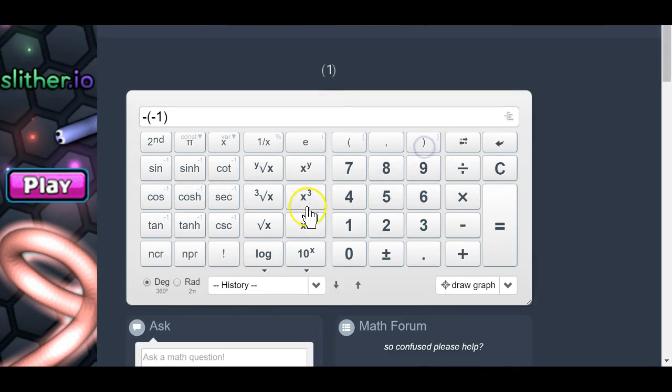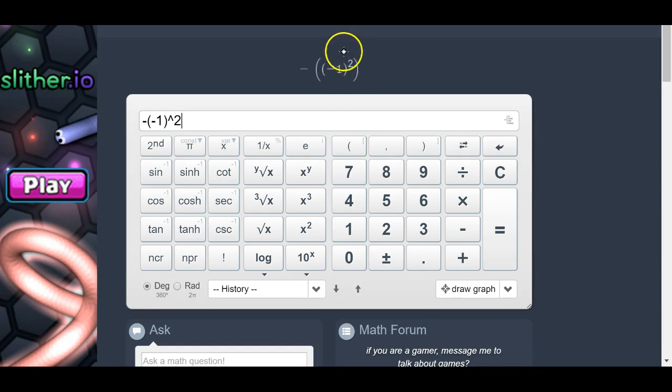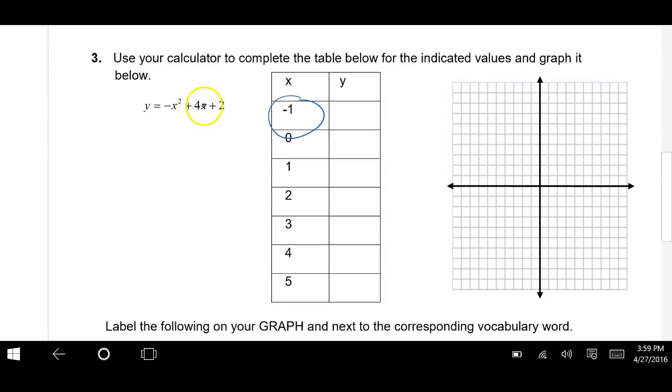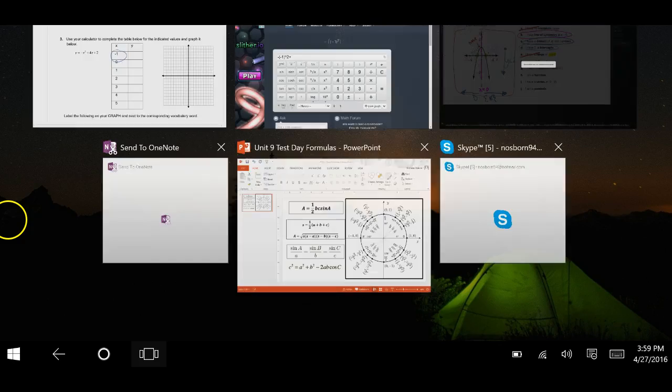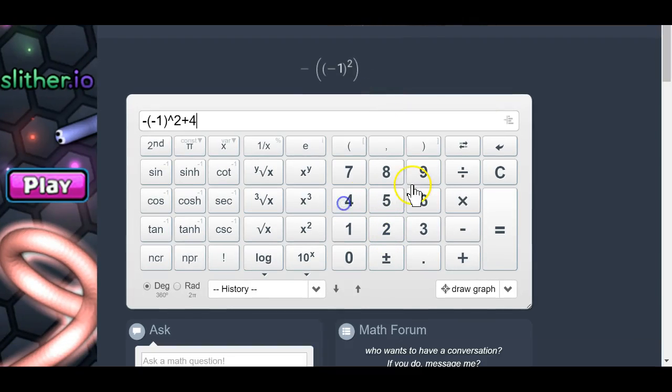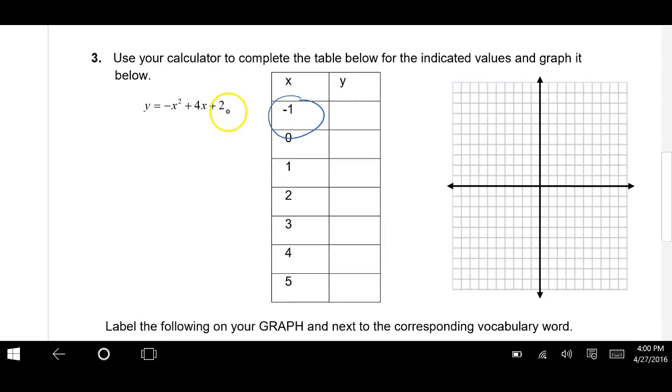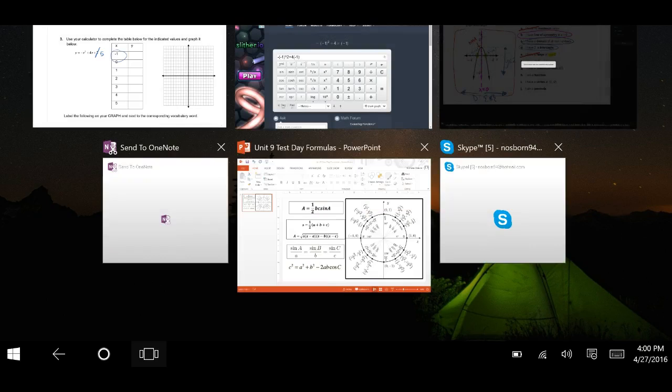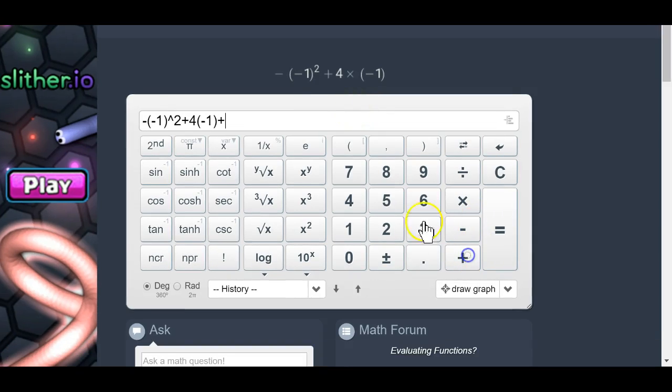-1 squared. And you can see, you can look up here and see that you're doing it correctly. Then that is going to be added to 4 times the number. So now 4 times -1. And then after that, you're going to add, oh, that's right, I changed this in class. Not 2, but 5. Add to 5. Okay, and so that's how you enter in your calculator.